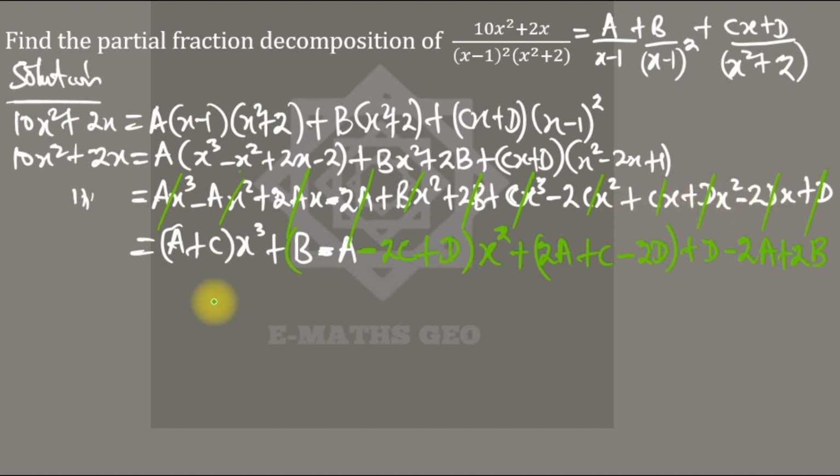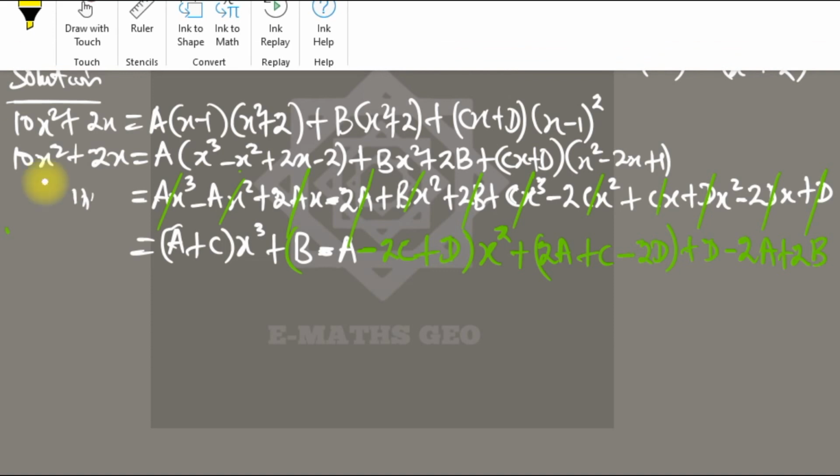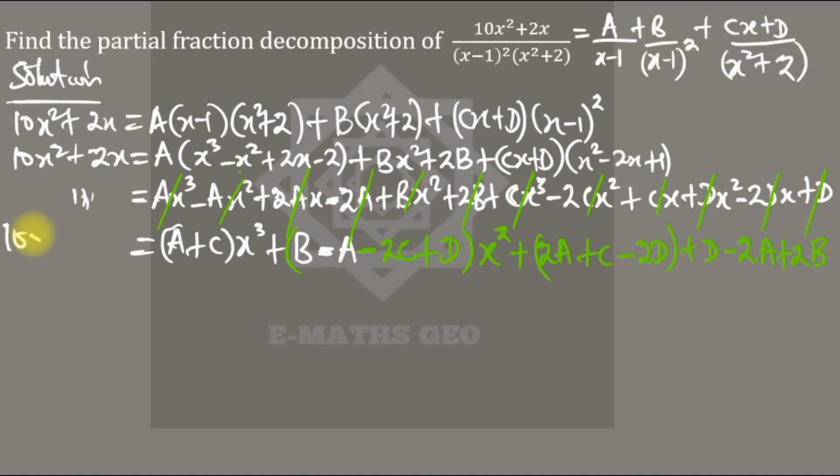Okay, so we have 10x squared plus 2x on the left. As you can see, we have x cubed on the right, but there is no x cubed on the left hand side, which implies that A plus C is 0, because the coefficient is 0. That's equation 1.